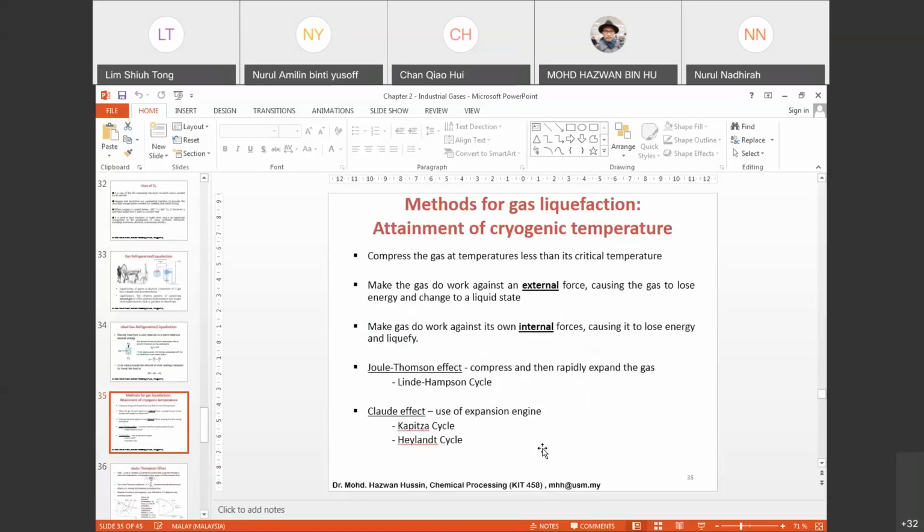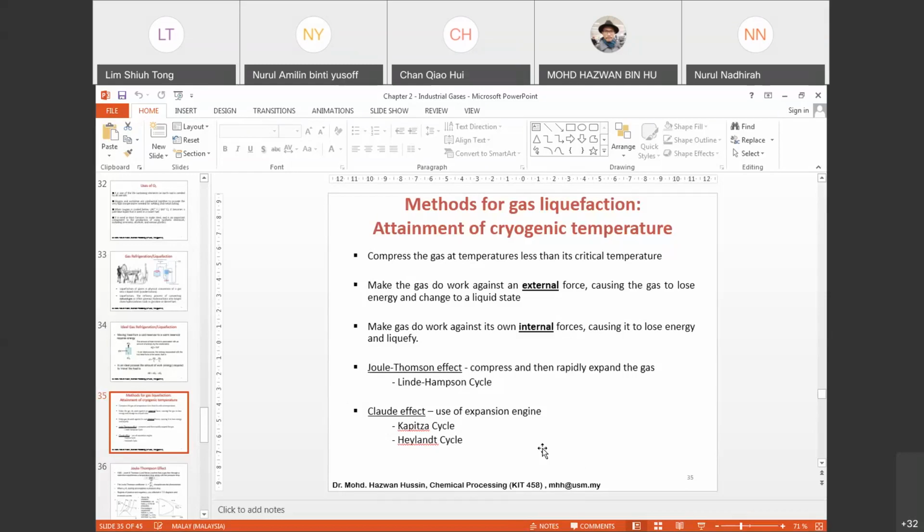Methods for gas liquefaction, there are several methods. This is to attain cryogenic temperatures, how you can maintain the cryogenic temperature. As I mentioned to you earlier, anything that deals with the term cryogenic means that it is related with the cooling process. So several methods need to be considered.